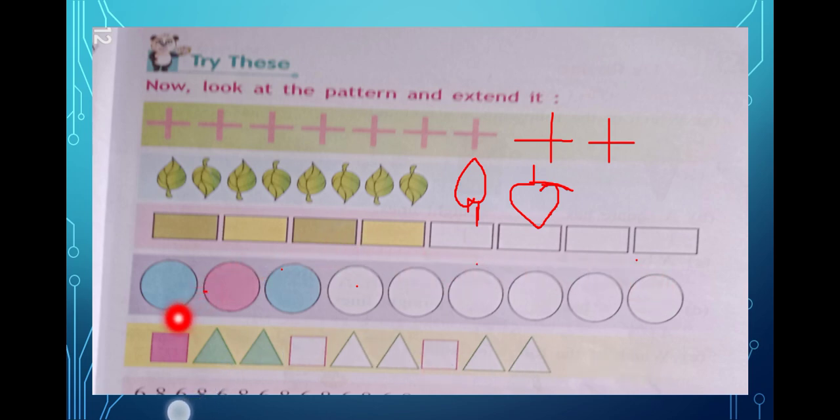Now here also: pink and two green triangles, one pink square and two green triangles, again one pink square and two green triangles should be here. Okay, children, so you have to do it. I have explained it to you, now you have to complete this one.